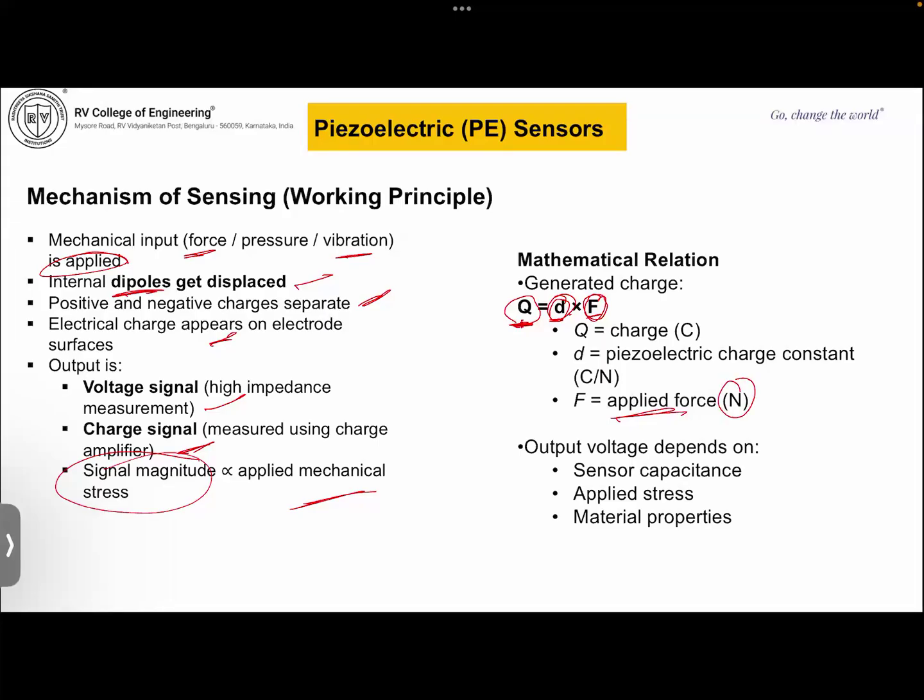The output voltage depends on the sensor capacitance. Capacitance means the charge separation, applied stress, and it also depends on the material properties.